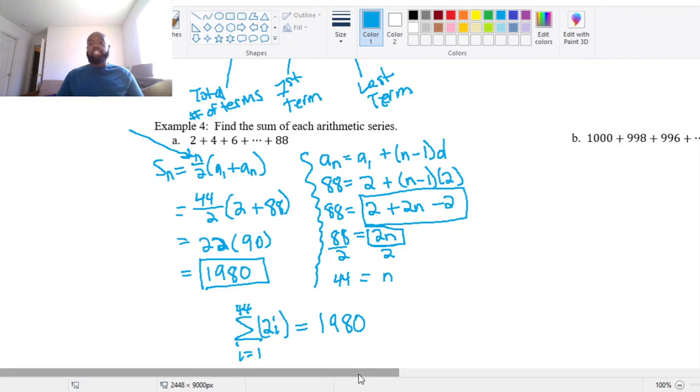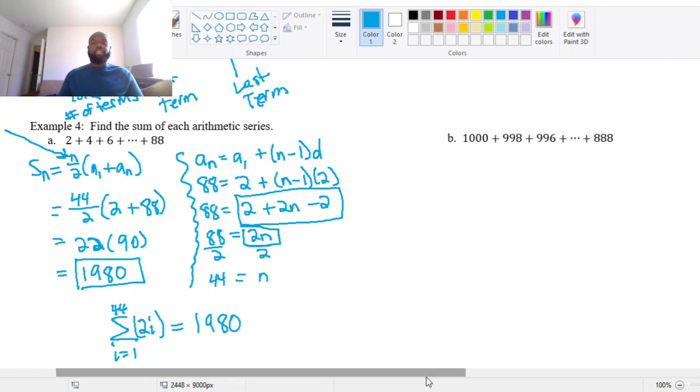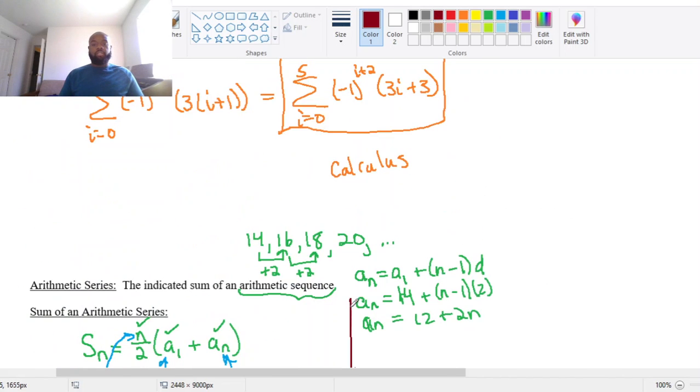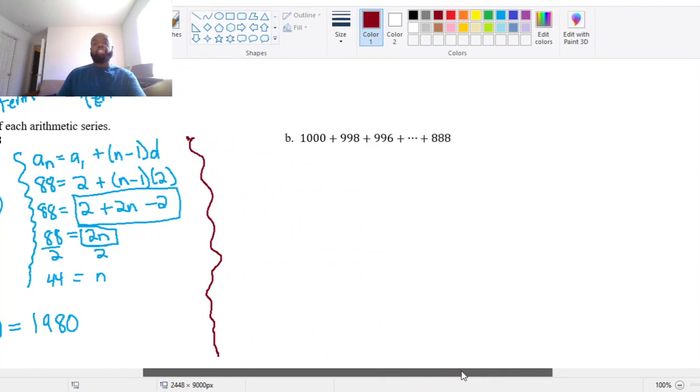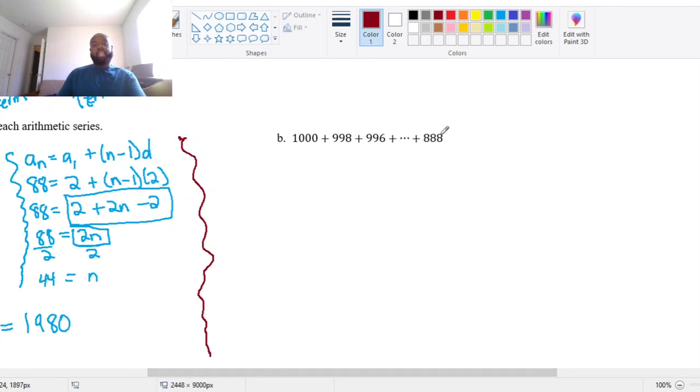All right, let's look at another example, which might be a little bit more difficult, given that we don't know the number of terms right out. We have 1,000 plus 998 plus 996, all the way down to 88. Our goal is to find the sum of this sequence. It is going to be n over 2 times the first term plus the last term.